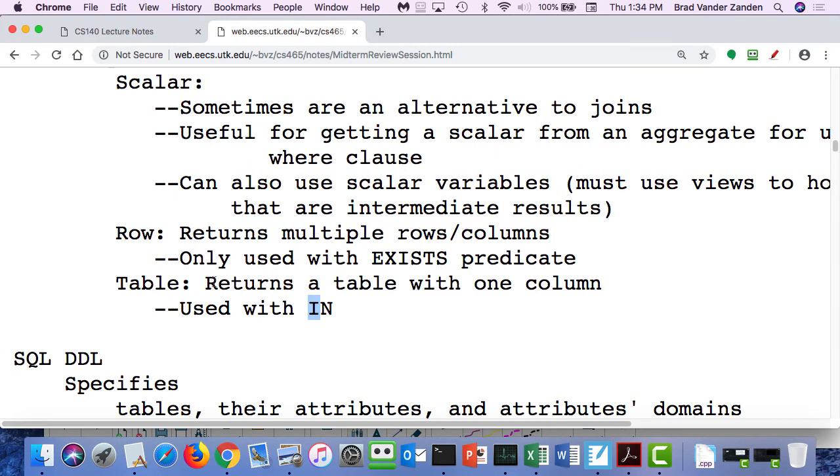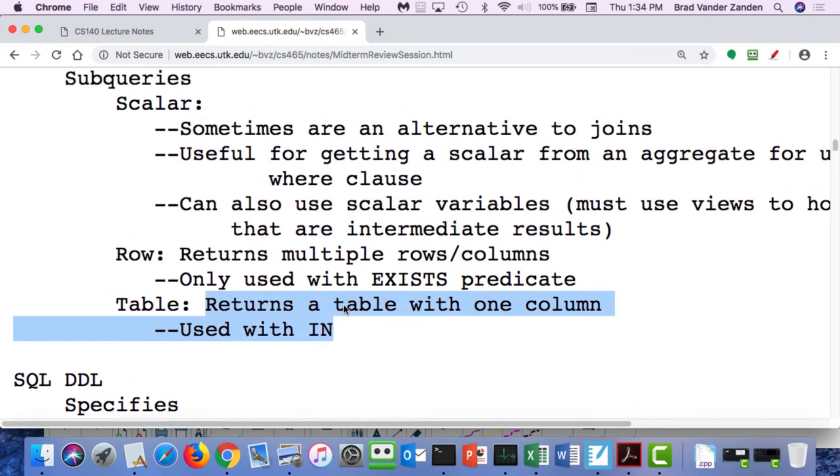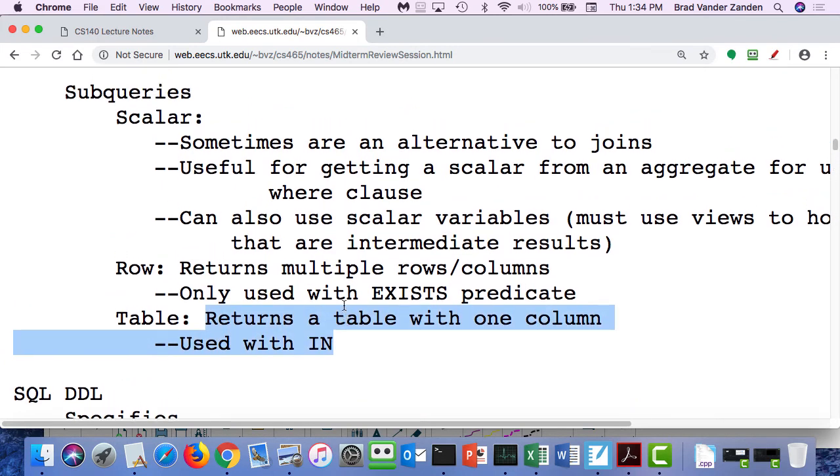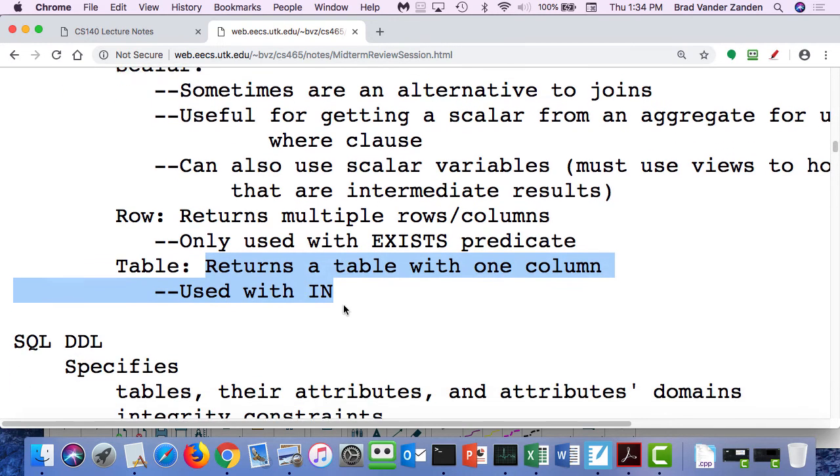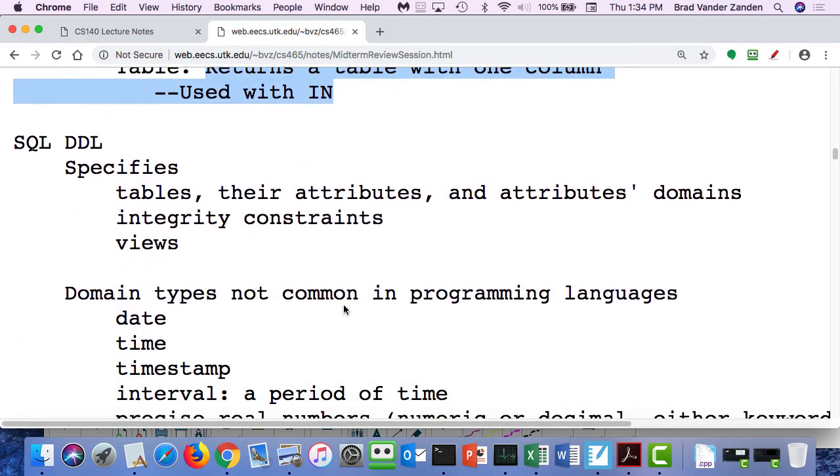Okay, and table ones are typically used when you don't know how to write a join. But I expect you to write joins. So when I actually ask you to write a query, you'll have to write it using a join. I will not let you write it using a subquery.